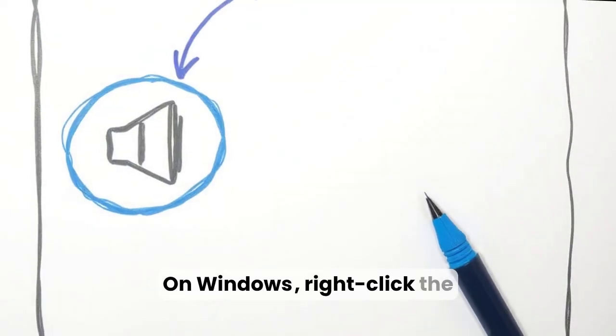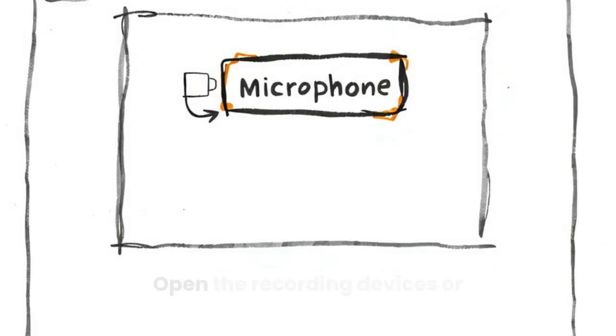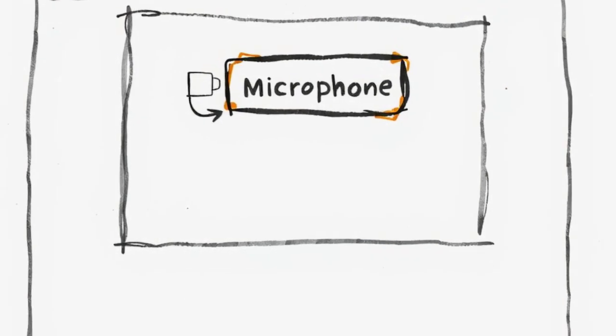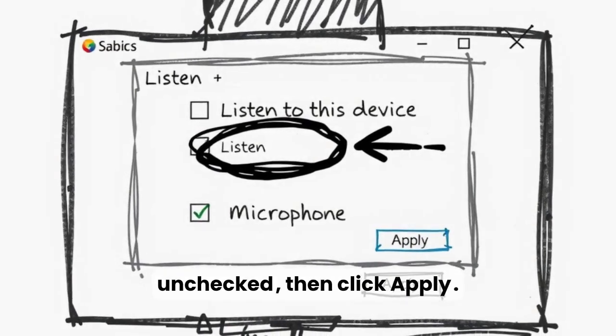On Windows, right-click the speaker icon on your taskbar, then open Sound Settings. Open the recording devices or microphone properties for the mic you use in Discord. In the Listen tab, make sure Listen to this device is unchecked, then click Apply.